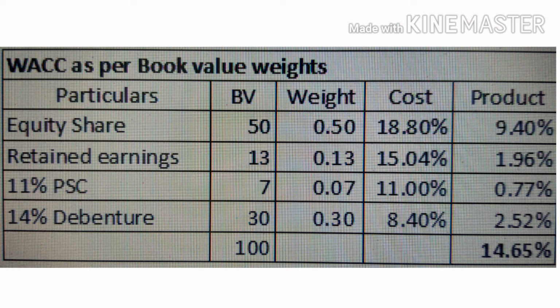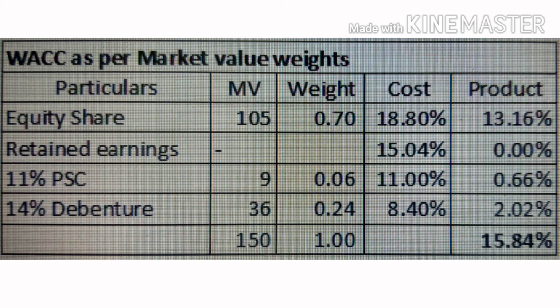Now we need to find out weight. It is easy to find out the weights because the total of the book value is 100. So equity share capital weight is 0.5 because 50 divided by 100, and retained earnings 13 divided by 100, that is 0.13, and so on. Now we have to tabulate the cost. We have already found out the cost and we have written the cost against each components of capital. Now need to multiply the cost and the weight. So we will get 9.4%, 1.96%, 0.77%, and 2.52%. The total will give you 14.65%. That is the weighted average cost of capital under the book value method.